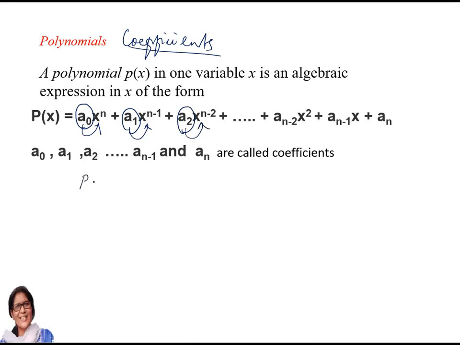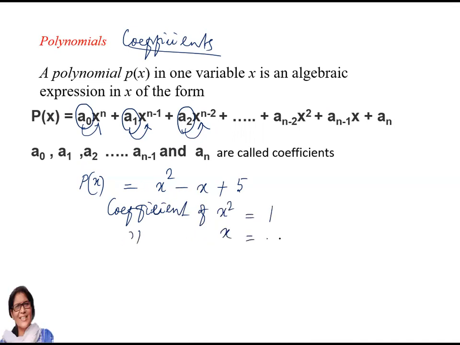Let me take an example. p(x) equals x square minus x plus 5. If the question is what is the coefficient of x square, it is only 1. Coefficient of x is minus 1. Nothing is given means it is 1, but here it will be minus 1. This negative cannot be ignored. And what is the coefficient of x to the power 0? This is equal to 5. So the last one is also a coefficient. Whose coefficient is this? This is x to the power 0.